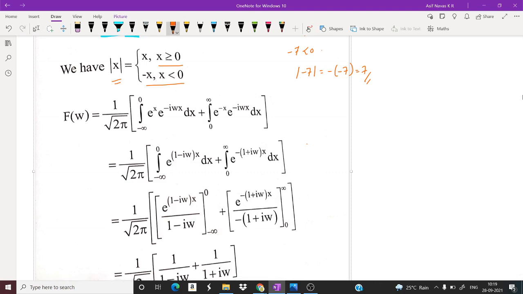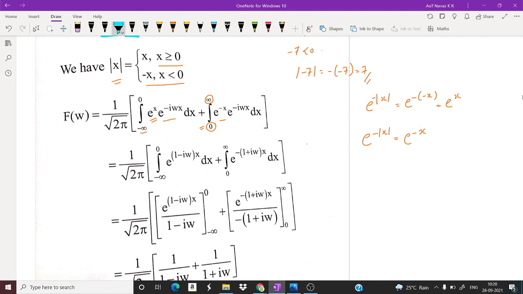So now we will split the integral: 1 by root 2π integral from minus infinity to infinity. You know that e raised to minus mod x, when x is less than 0, is minus of minus x, which is equal to e raised to x. So e raised to x into e raised to minus iωx, plus, splitting, the integral from 0 to infinity. What is e raised to minus mod x when x ranges from 0 to infinity, that means x is positive? Here there is a minus sign. Mod x, when x is greater than 0, is x. So e raised to minus x, e raised to minus iωx dx. Now tell me, does anybody have any doubt?